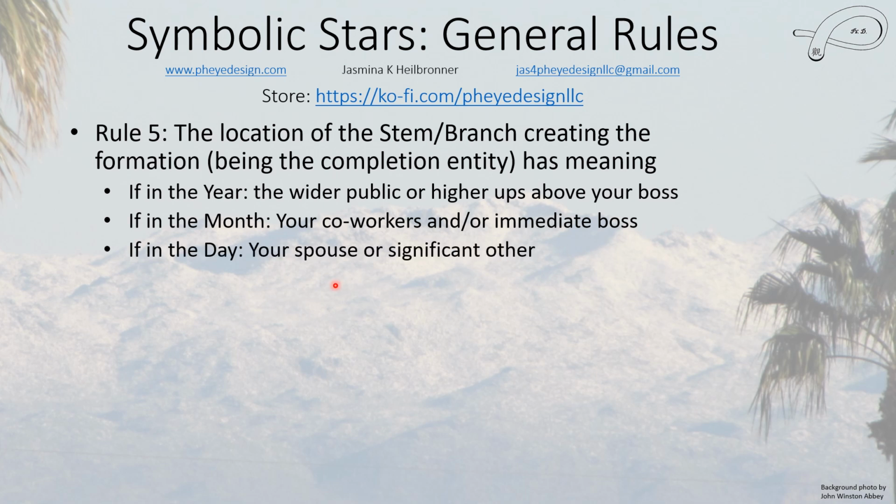If it's in the day, it usually refers to your spouse or significant other, some people very, very close to you. When it comes to family, this is a little bit vague. Usually family is in the month, like siblings. Your parents could be in the month, and of course, if they're even older, they might even be in the year. But in general, this is not where you're really worried about things.